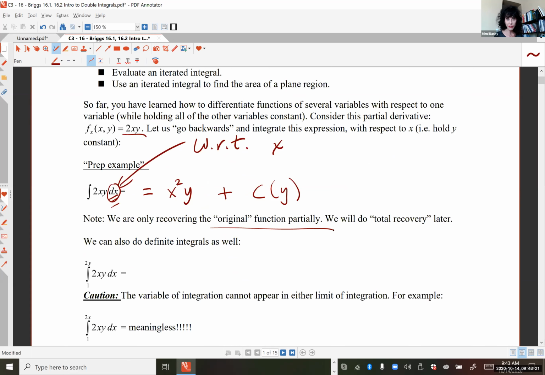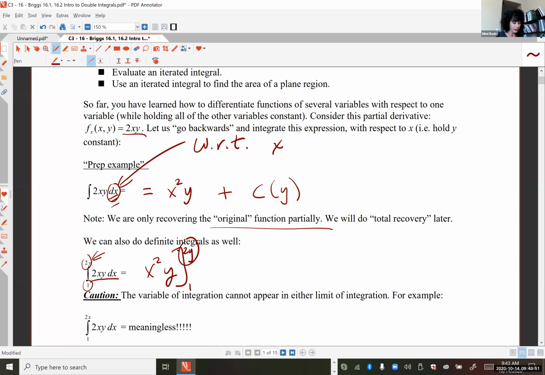You can also do definite integrals. In fact, we will. So let's do 2xy dx where there's limits on the integral. Now you may be kind of freaked out right now because you'll notice that one of those limits has a variable in it. Is that legal? Oh yeah, but there are rules and regulations as to what the variable can be. So I think we already integrated this 2xy with respect to x. I'm just going to copy down our result. And then we are going to evaluate at the limits 1 and 2y.